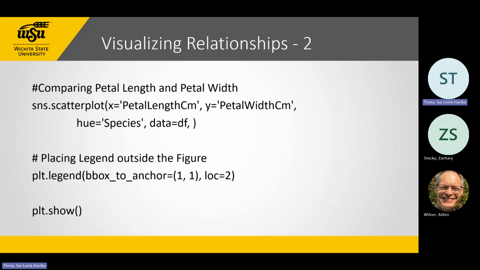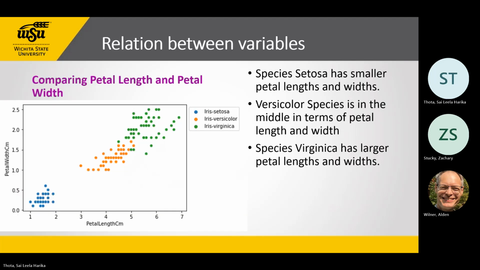And next, visualizing relationships. Here, this is simply the previous one, just comparing the two relationships. And next, relationship between the variables. This is another thing, but here we are comparing the petal length and petal width for all three species: Setosa, versicolor, and virginica. This scatter plot explains how the petal length is varying with respect to petal width for Setosa. The orange color explains the same for versicolor, and the green for virginica.